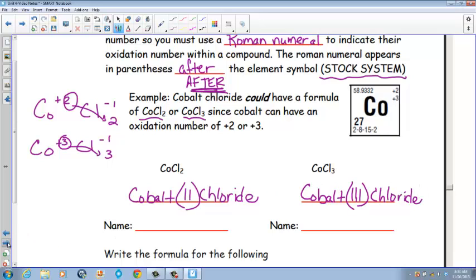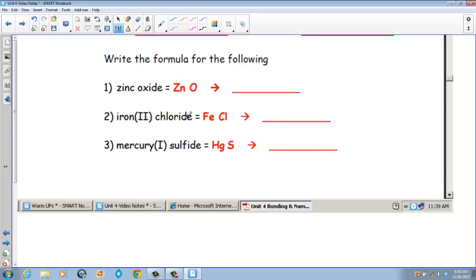Let's look at a couple of other ones here. So we have zinc oxide. Look at their oxidation number. Zinc is a +2, oxygen's a -2. +2 minus 2 equals 0. So then we're just going to write zinc oxide for this one.